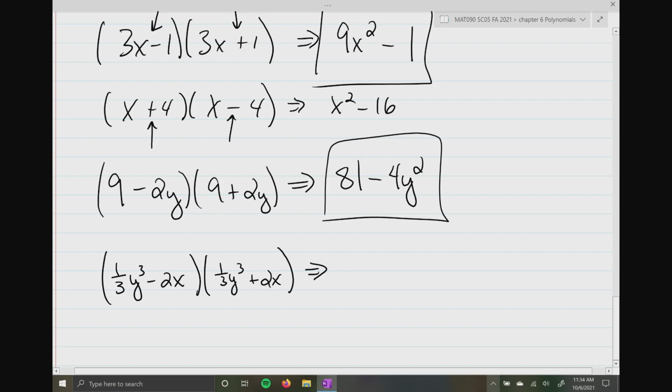I actually have a quick question. Go ahead, Wesley. Can we reorganize it to where it's minus 4y squared plus 81, or will we just leave it like that? So are you asking me, can you do this? Is that what you're asking me? Yeah, 100% you can do that. All you're doing is just writing it in the opposite order. That's fine.